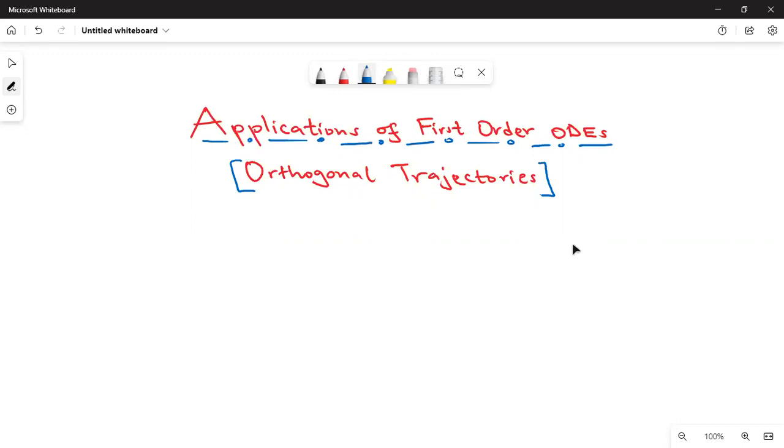Today we are going to look at the applications of first order ordinary differential equations, and in particular we are going to look at the orthogonal trajectories. Now first of all, we need to know what we mean by an orthogonal trajectory. What happens here? Remember, the word orthogonal means perpendicular. You need to take note that when you talk of orthogonal, it means perpendicular.